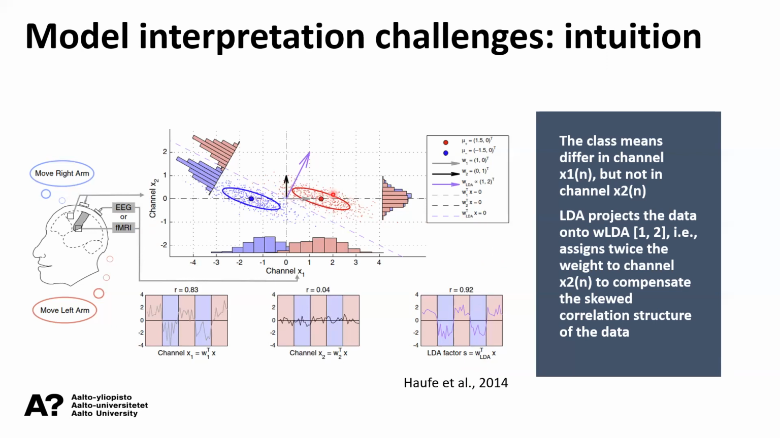Let's assume that you have two classes. So this is a binary classification task, the red one and the blue one. Both of these classes are basically Gaussian distributions with similar covariance, and the variance along the x-axis is larger than the variance along the y-axis. If we measure those using two channels, you can see that the differences between the classes are present in channel one, but are not present in channel two. However, if we use a Bayes optimal classifier, which is just linear discriminant analysis in this case, it will project our data on this axis and will assign the greater weight to channel two, just to compensate for the covariance structure of this data, rather than to the channel where the actual differences are observed.